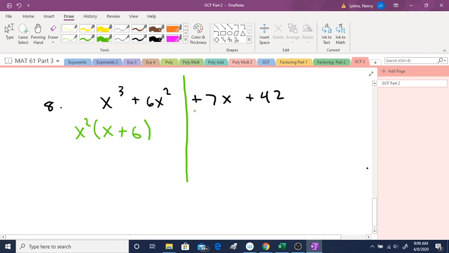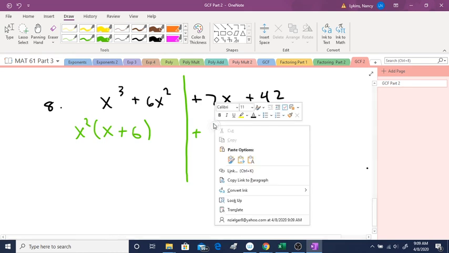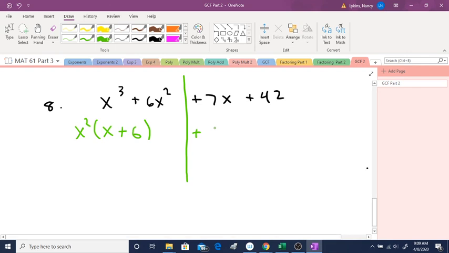Now, since both of these have a plus symbol, I'm going to put plus. Then I'm going to look at, can 7 go into 42? And it can. So I'm going to pull out the 7. They do not have an x in common, so I'm finished. So you pull out a 7 from 7x, you get x. Pull out a 7 from 42 and you get 6. Now notice something. Look in the parentheses. The parentheses, they have x plus 6 in common, but what is left is x squared plus 7.